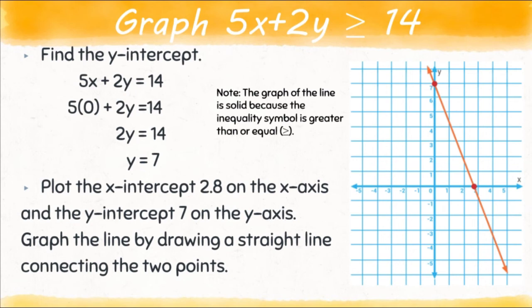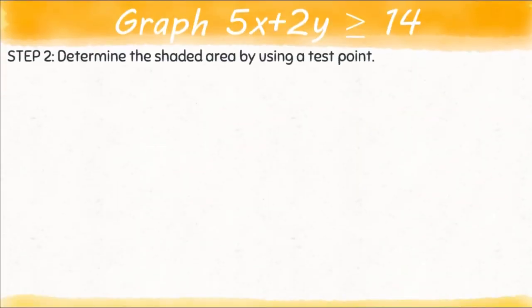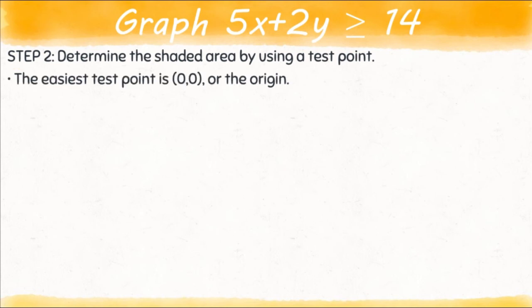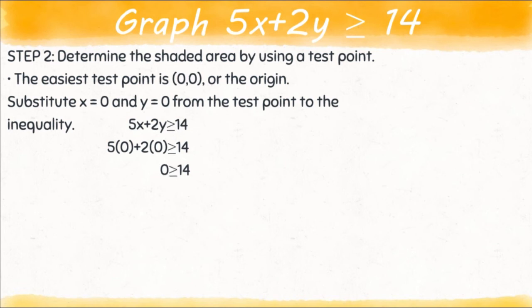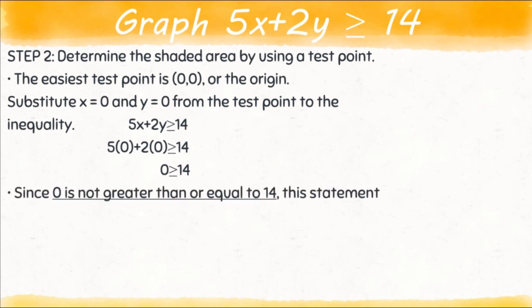Next, step 2. Determine the shaded area by using a test point. The easiest test point is (0, 0) or the origin. Substitute x = 0 and y = 0 from the test point into the inequality. So we have our given: 5(0) + 2(0) ≥ 14. Simplify, we have 0 ≥ 14. Since 0 is not greater than or equal to 14, this statement is false.